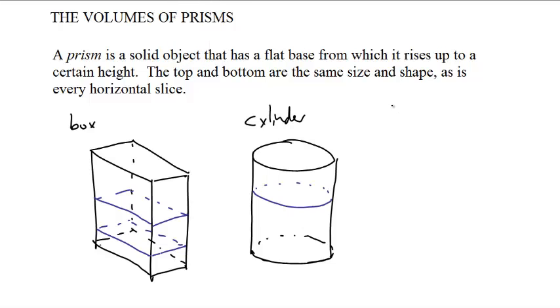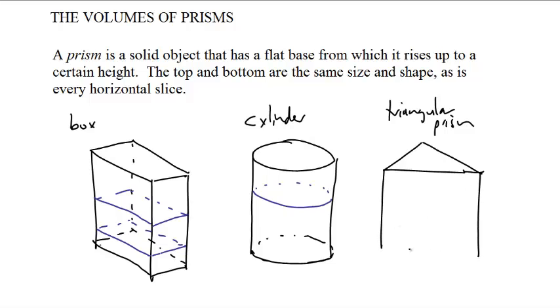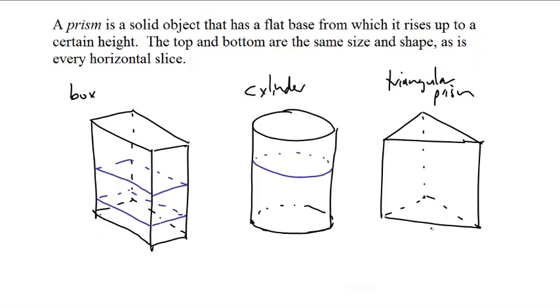A triangular prism has a triangle on the top, rises straight up and down, and has that same triangle on the bottom. There are many different kinds of prisms, anything you can possibly think of. A trapezoidal prism: trapezoid top and bottom, goes straight up and down between them.